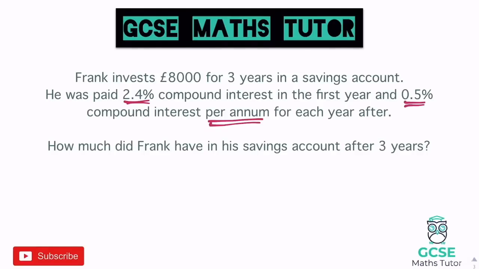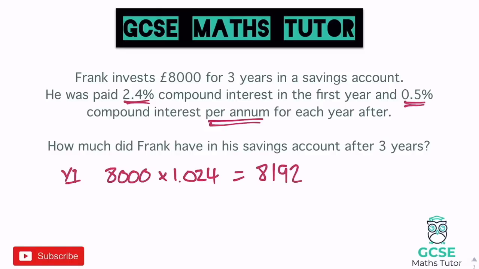So in the first year, and I'm going to label this, I'm just going to put year 1. So in the first year, he gets 8,000, and we're going to multiply that by the multiplier for 2.4%, so 1.024. And we're not going to put any power with that because it's only in the first year. You could put the power of 1. I'm just going to work that out there. So 8,000 times 1.024, no powers involved, and that equals £8,192. So at the start of year 2, he now has 8,192. Okay, so that's the amount that he's starting with in the second year.